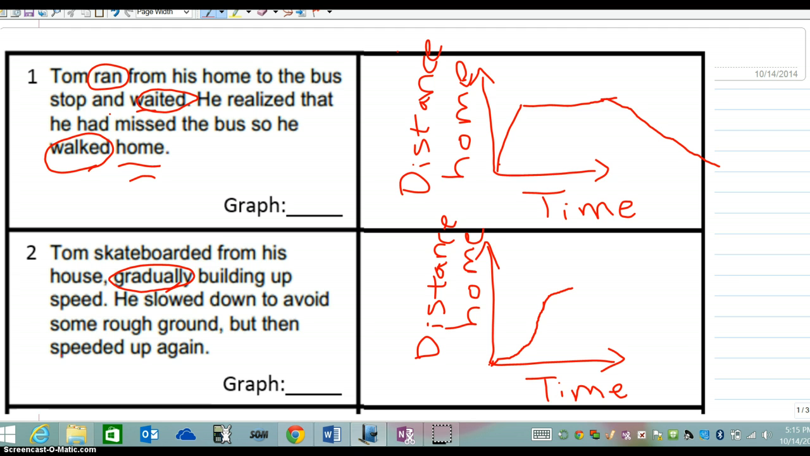But then he speeded up again. So he's going to start going fast again and again. If you're going faster and faster, then it gets faster and faster and faster, so you're going to have another curve. So a sketch for a graph would be something like this one.